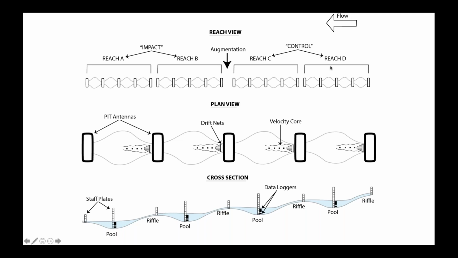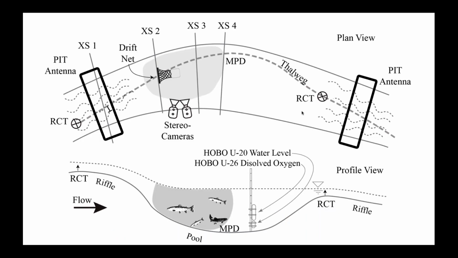So looking a little closer at the site layout, this is just the individual riffle pool unit. You can see those PIT tag antennas on the left and right bounding the unit. Flow is moving from left to right in this picture. You can see the drift net at the head of the pool and our cross sections for measuring pool hydraulics. And then the riffle crest thalweg location, RCT, down here at the bottom of the pool.